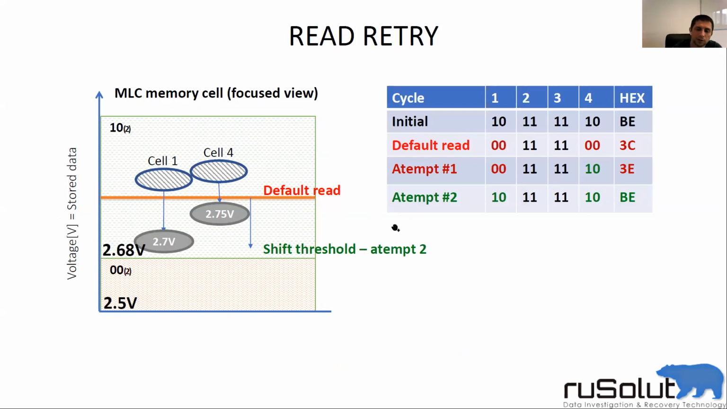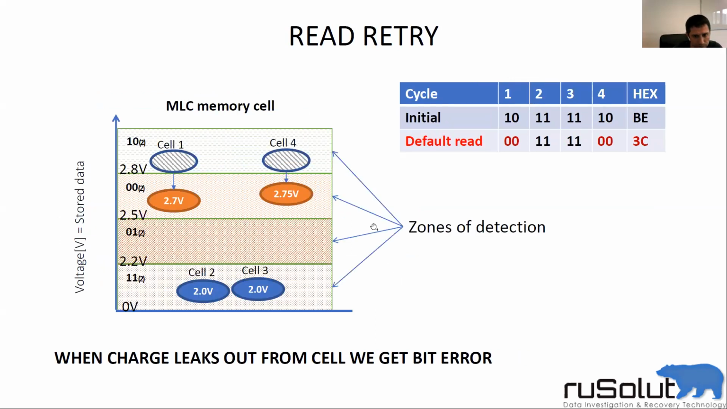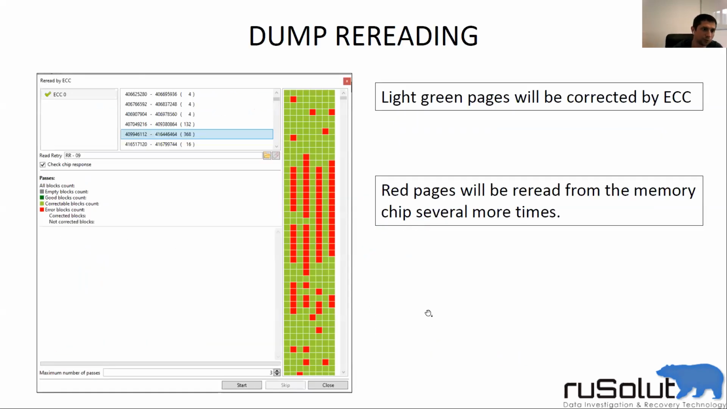So this is what read retry does. Basically, it just shifts thresholds in order to get data from memory cells that lost their charge. And how do you run that read retry? It was really hard, and it took us a long time to develop all that automatic adjustment. And now you don't have to do anything.